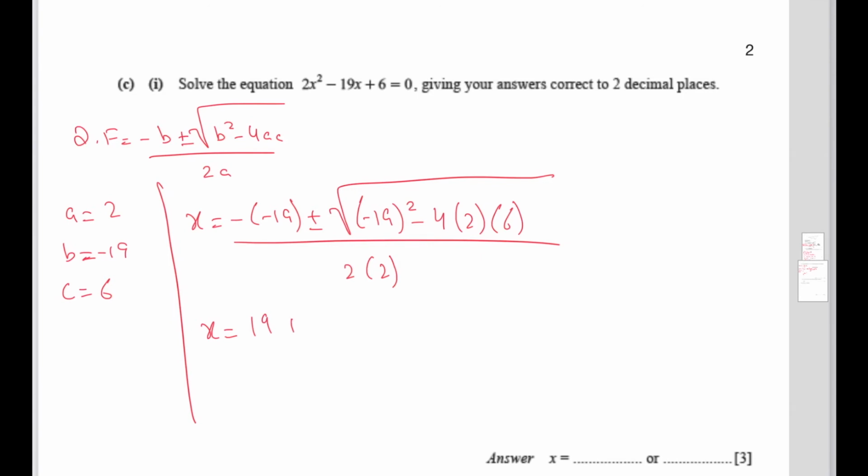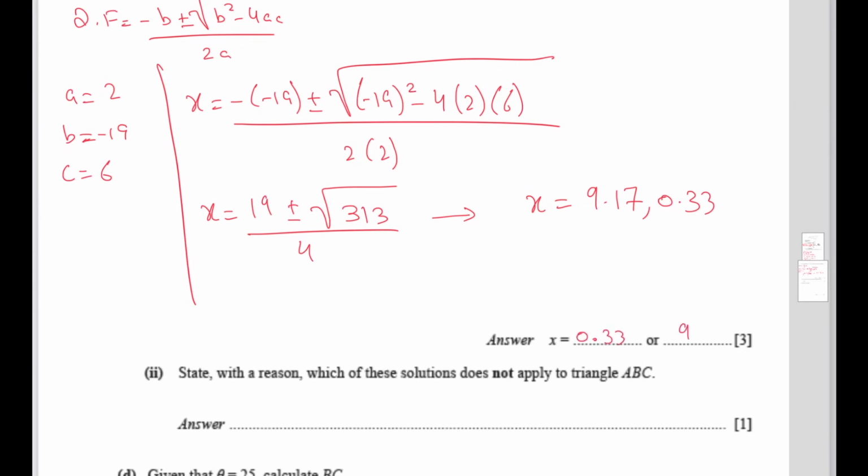So let's use a calculator to form a simplified version of this. Let's write a single value inside the under root sign. So negative 19 whole squared minus 4 times 2 times 6 gives us 313. Okay, so when we solve this further, x would have two different values. So 19 plus under root 313 divided by 4, that would be 9.17. That's one of the values. The other value would be 19 minus under root 313 divided by 4, and the other value would be 0.33.